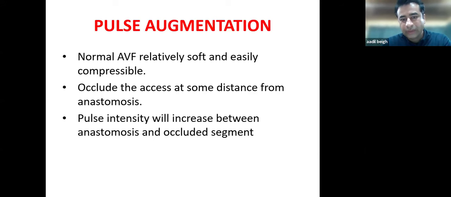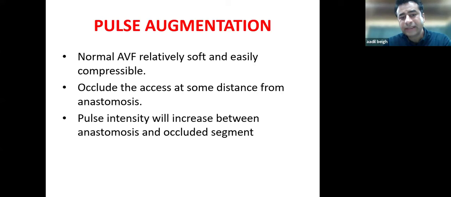So when we occlude the access at some distance from the anastomosis, for example, this segment of the vein at 8 centimeters where we are occluding, there will be the loss of thrill. First thing that happens is you feel the thrill, and when there's a loss of thrill, there's an appearance of pulse, because we have occluded the segment.